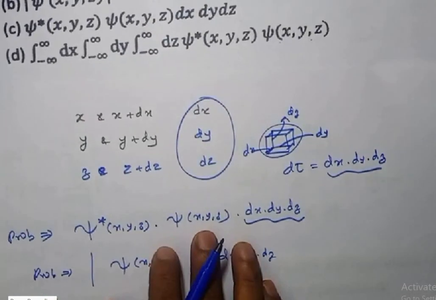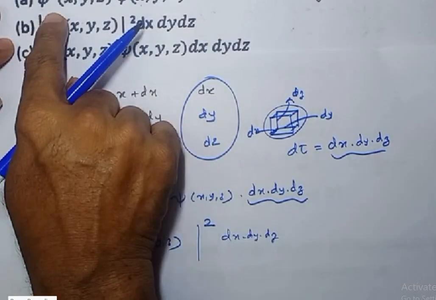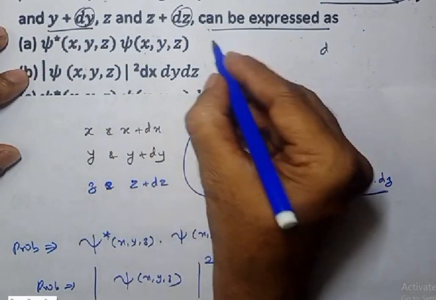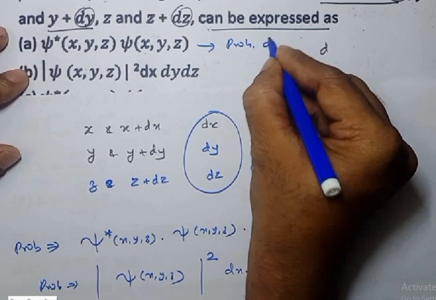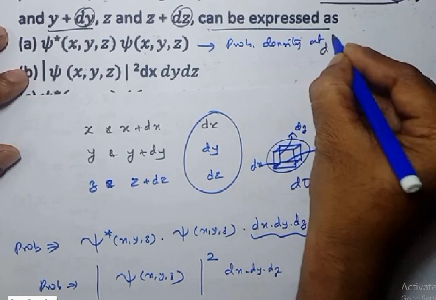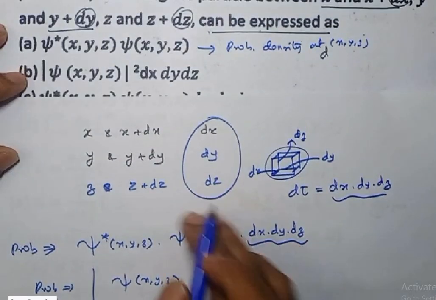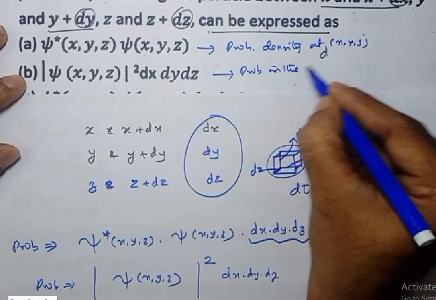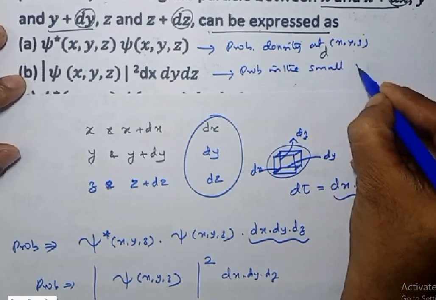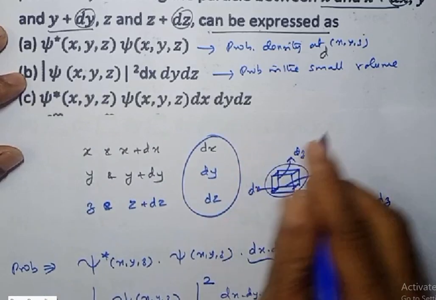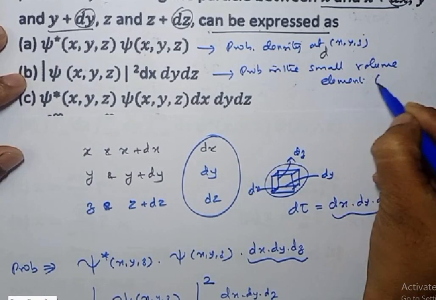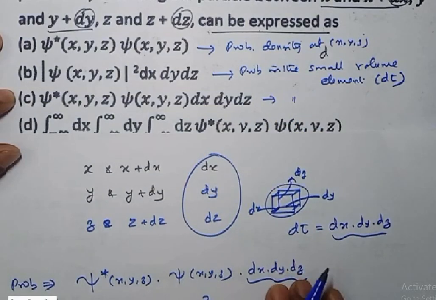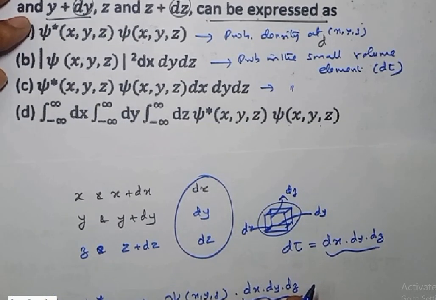Listen, option A is wrong. Why? It gives you probability at the point x, y, z. It is called probability density at a particular point x, y, z. Whereas the second one gives you probability in the small volume element d tau. And the third option also gives the same probability in the small volume element d tau. What about the fourth one?